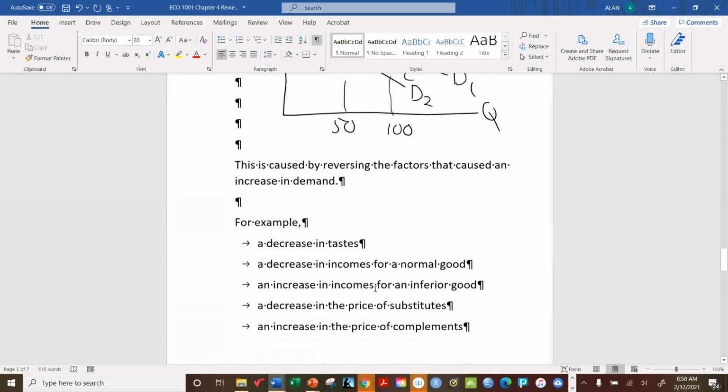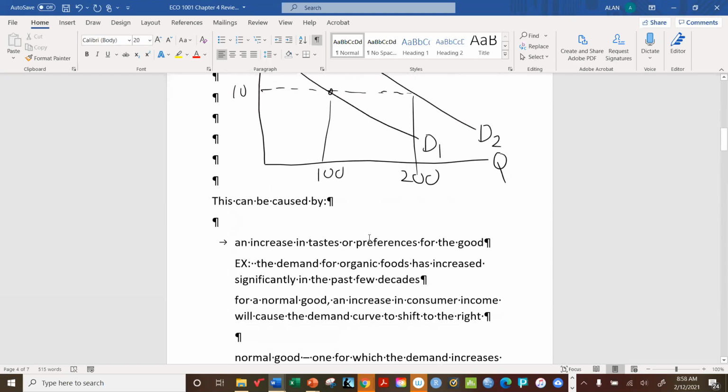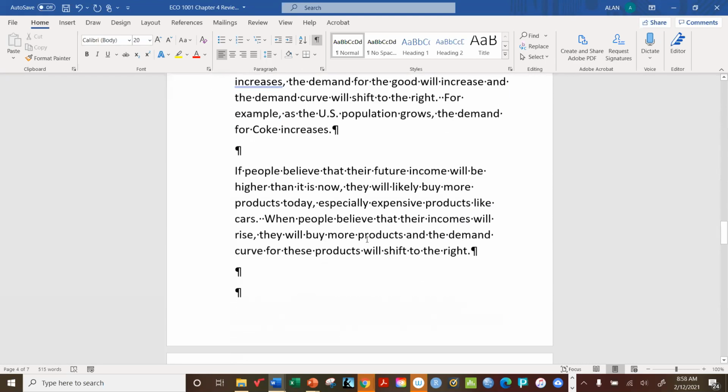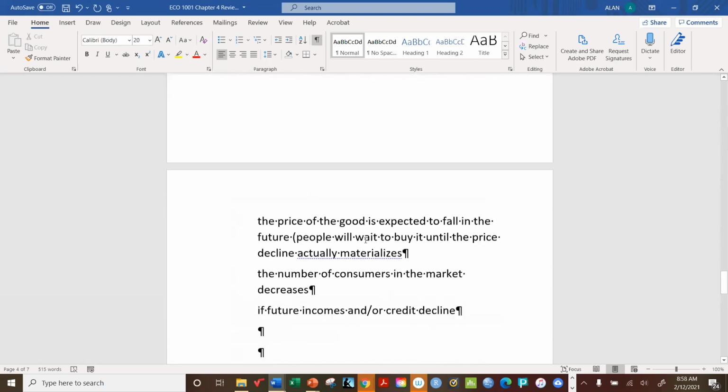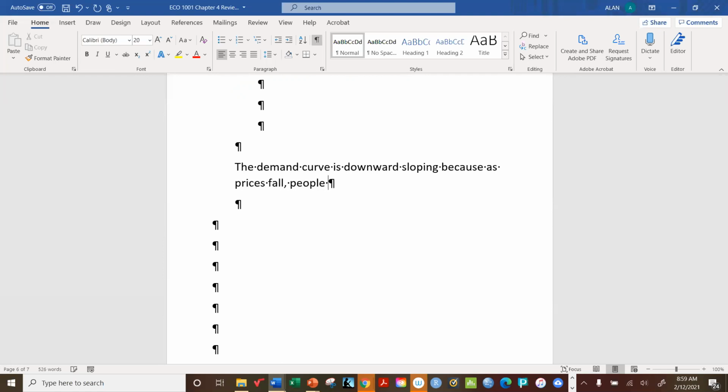Now, all of this applies to the supply curve as well. We have to make a distinction between the two basic cases. One, where the supply curve will move up and down. And by the way, let's mention here that the demand curve is downward sloping because as prices fall, people are willing to buy more of the good. It's just that simple.